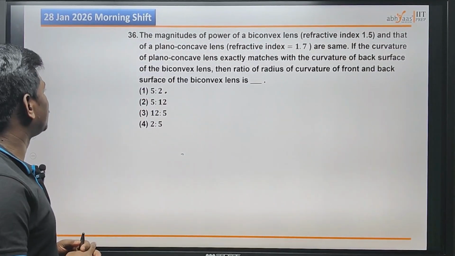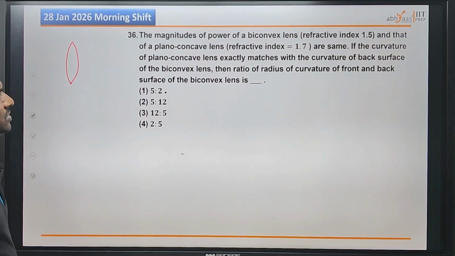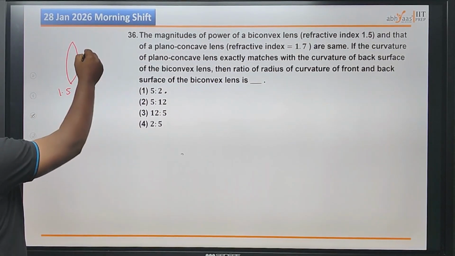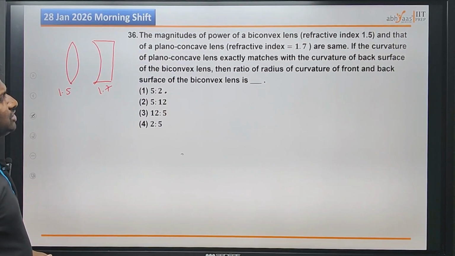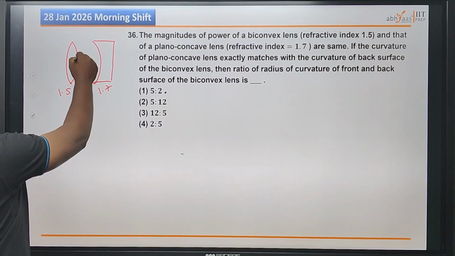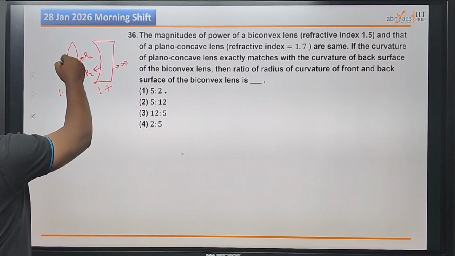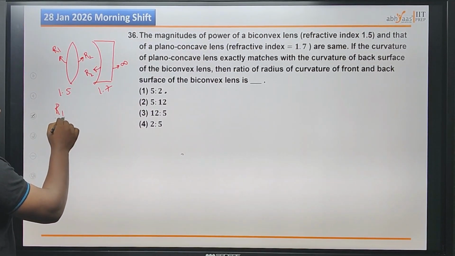Milliamperes. Question number 36. The magnitude of power of a biconvex lens. This is our biconvex lens of refractive index 1.5 and that plano concave lens of refractive index 1.7. If the curvature of the plano concave lens is exactly matched with the curvature of the back surface of the biconvex lens, if this is R2, this will be R2, and what is this radius of curvature? That is infinity. Take this one as R1. Then the ratio of radius of curvature of the front and back surface of the biconvex lens, you have to take R1 by R2. You have to find the R1 by R2 value.